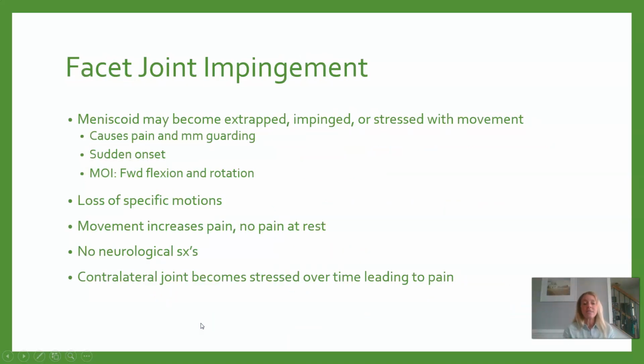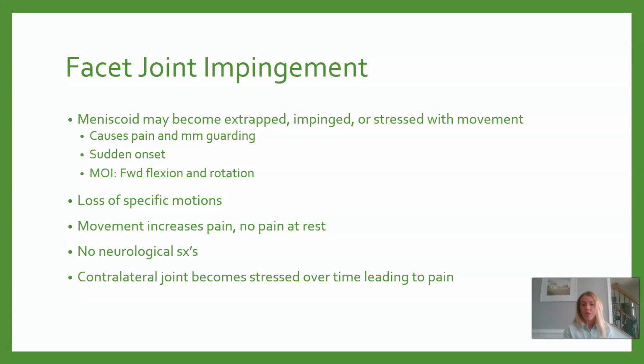Facet joint impingement, this is when the meniscoid or the material between the two facet joints can become impinged or stressed with movement. This is typically that you slept on your neck funny and now you wake up and you can't turn your head in a certain direction. So it causes pain, causes muscle guarding, sudden onset. It can be caused by forward flexion with rotation as well. But again, it does usually lead to loss of specific motions, like I can turn my head this way, but I can't turn it this way at all. Movement is going to increase pain, especially into the limited area. But really, there's not a lot of pain at rest.